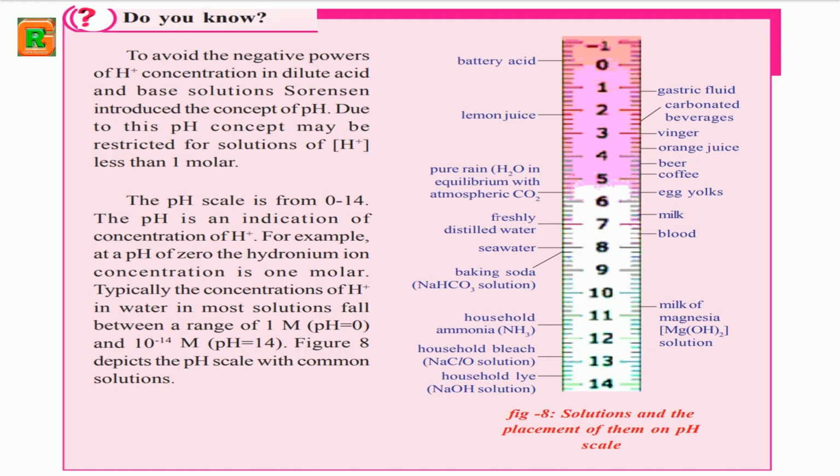Do you know? To avoid negative powers of H+ concentration in dilute acid and base solutions, Sorensen introduced the concept of pH. Due to this, the pH concept may be restricted for solutions of H+ ions less than 1 molar. The pH scale is from 0 to 14. The pH is an indication of the concentration of H+ ions.